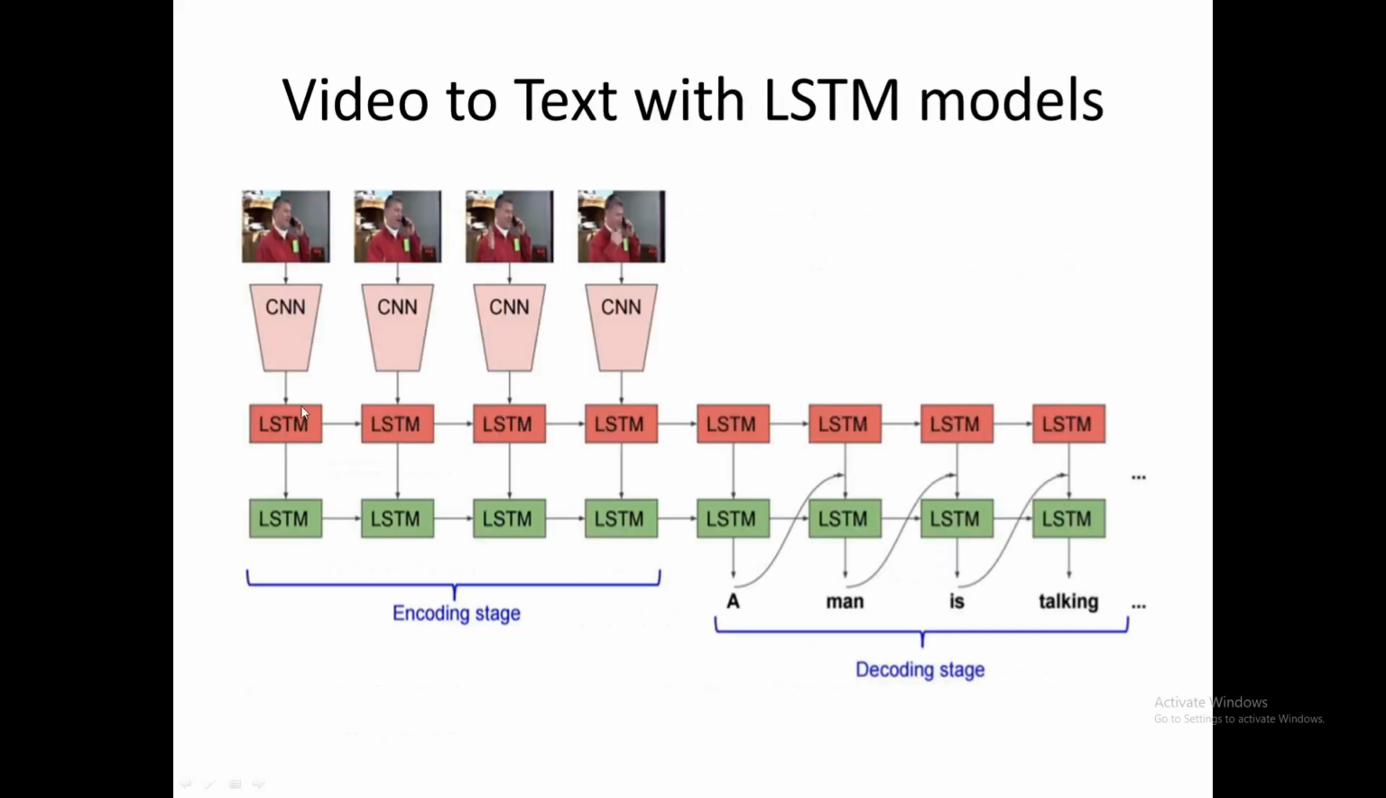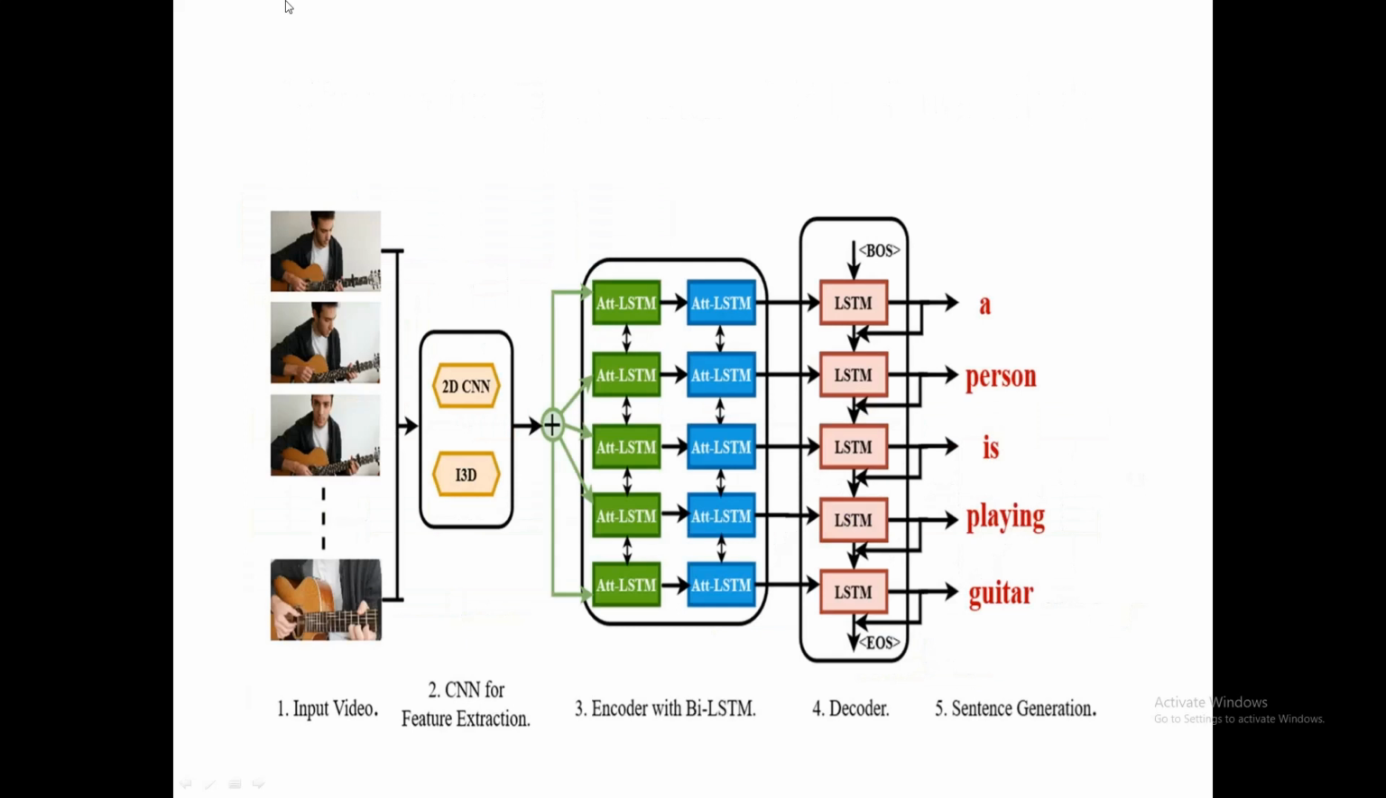So this is an example of video to text conversion using the LSTM model. By using CNN and LSTM, the video is converted into text like 'a man is talking'. This is another example of video to text. The input video goes to a CNN for feature extraction, then the encoder with LSTM. If we use two LSTMs, then we decode the value, and again it gives the sentence, 'a person is playing guitar'.